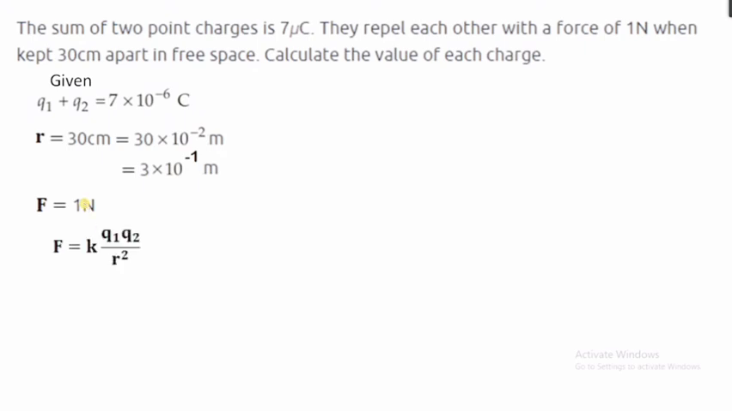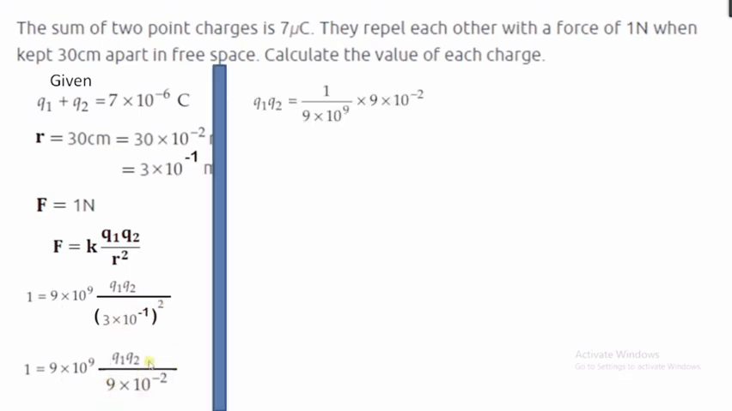So using Coulomb's law, we can write this. If I put in the values, the force is 1 Newton, and the values of Q1 and Q2 are not given. When you square this, 3 square is 9 and 10 to the power minus 1 square is 10 to the power minus 2. So I'll cross multiply to take Q1 Q2 to this side.